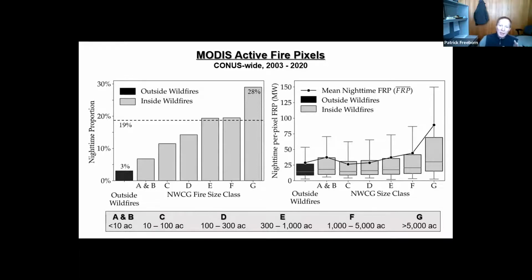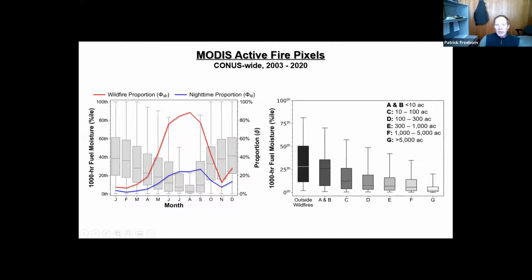So why does the nighttime proportion increase with increasing fire sizes? Well, if we look on the right, we notice that the nighttime per pixel value of fire radiative power increases with increasing wildfire size. So it's really cumbersome trying to keep track of where and when active fire pixels were detected, whether they were detected in a wildfire or not, and if they were detected in a wildfire, what was the final fire size.